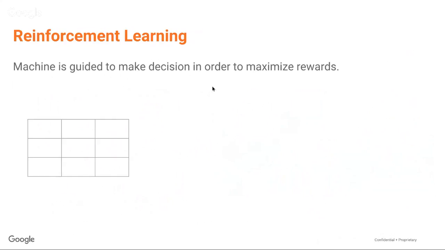Reinforcement learning. The machine is guided to make decisions in order to maximize rewards. So what is the classical example of it? I hope you might know this game of X and 0. The machine is guided in every step to maximize the reward that is being achieved. So here you can see the machine is clearly winning the game, or the user who is playing is clearly winning the game. What that means is the machine is able to learn, or is guided, with every step that is happening.